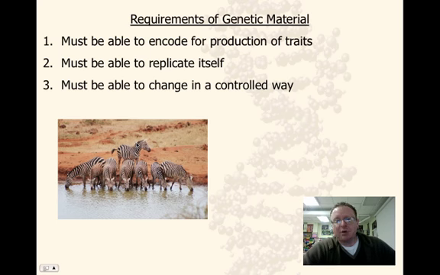We don't see zebras having dogs as their offspring. So they have to be able to pass on that genetic information not only to the cells within their bodies, but to the next generation of cells as well.